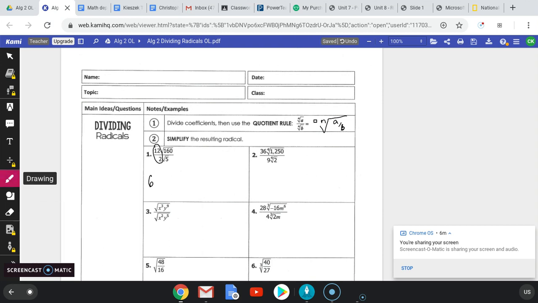Next, I'm going to follow the quotient rule. And the quotient rule says this: if these are the same symbols, if they have the same indices, then I can just divide the numbers. And that's what I'm going to do here. I'm going to do 160 divided by 5, and I'm going to get 32.